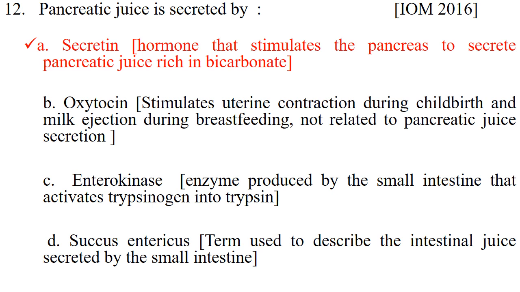Option B. Oxytocin is incorrect because it stimulates uterine contraction during childbirth and milk ejection during breastfeeding, not related to pancreatic juice secretion. And option C, enterokinase, is also incorrect because it is the enzyme produced by the small intestine that activates trypsinogen into trypsin. And option D, succus entericus, is also wrong because it is the term used to describe the intestinal juice secreted by the small intestine.